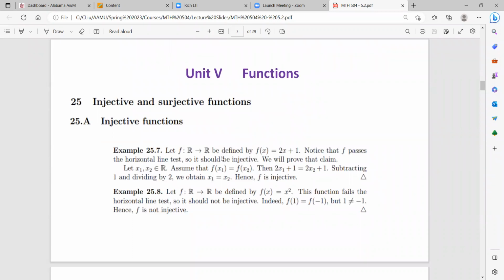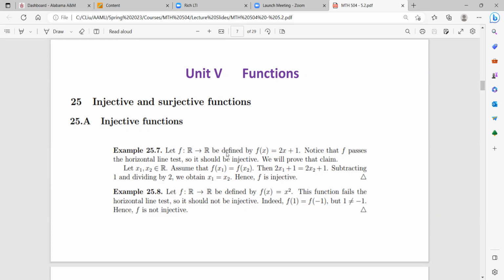Okay. The next example is a function from R to R defined by f(x) equal to 2x plus 1. And this is an injective function. Also, you can easily check it by the horizontal line test. Remember, we can use the horizontal line test to check whether the function is one-to-one. Or we can easily prove it.